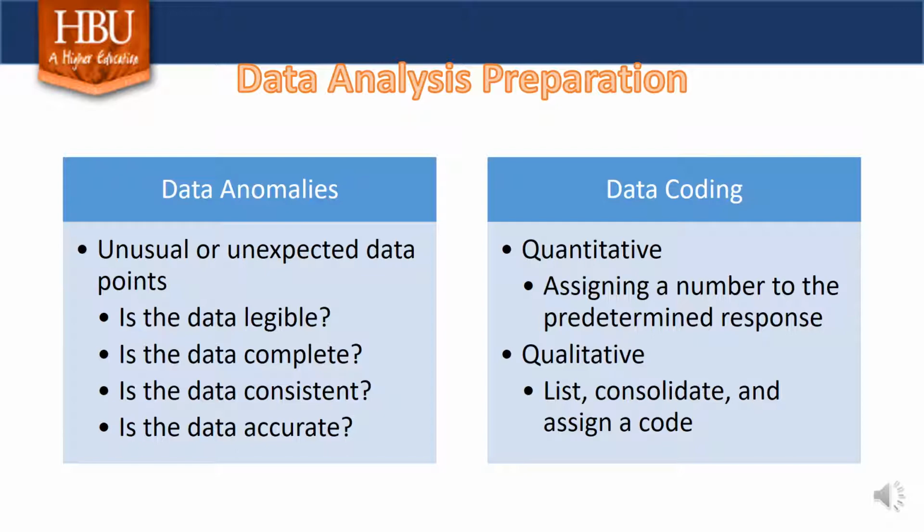Secondly, in that data analysis prep, I want you to think about coding your data. What does that mean? For quantitative data, it makes it easier if we think about putting our data into piles or assigning a number to those predetermined responses. For those of you doing qualitative research, those piles become even more helpful. It allows us to consolidate, list, and get that data together in working areas. Before we can even begin to analyze the data at its core, we need to make sure it's in working areas, or piles, as I like to call it.